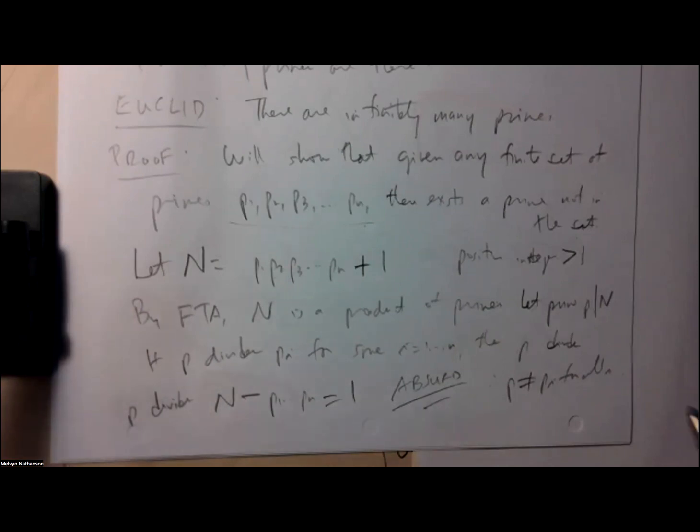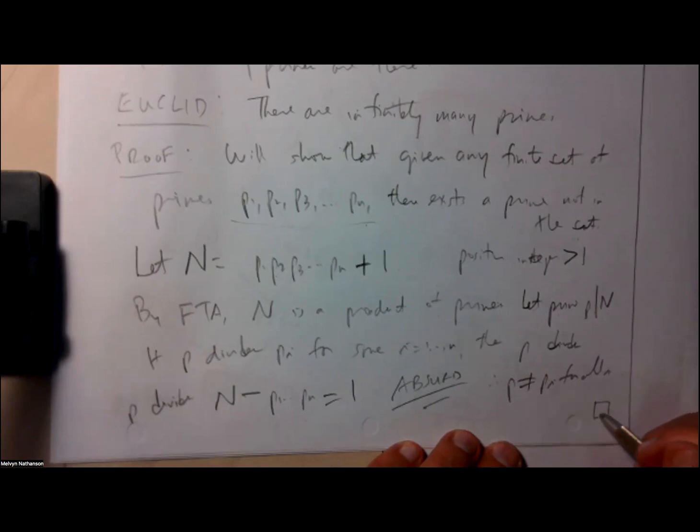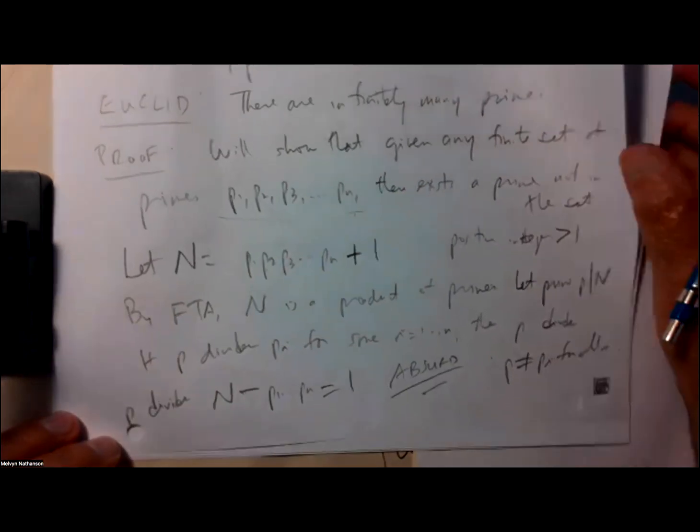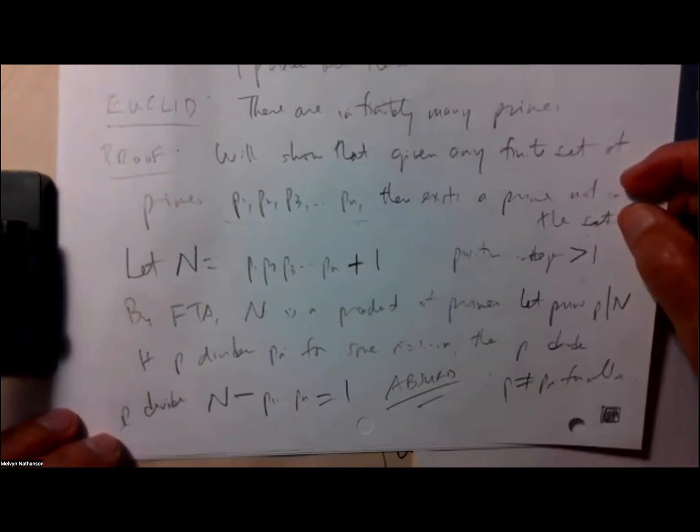That is the proof. And again, this is a proof that you have to spend a lot of time, or as much time as it takes, to understand. This you absolutely positively have to understand. Given any finite set of primes, there's a bigger prime.